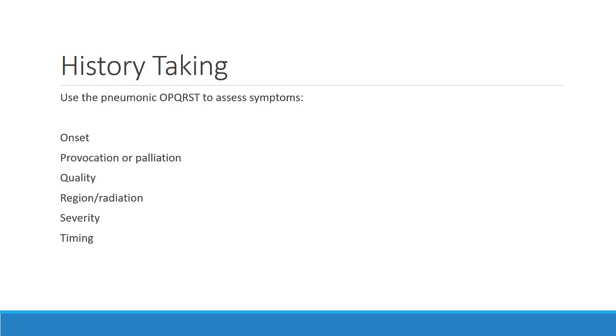T is for timing. So how long have the symptoms been going on? When did it start? Anything having to do with the timing of the incident. You want to ask clarifying questions of associated signs and symptoms that are related to the OPQRST. So if there's something you don't understand or you need something clarified, feel free to ask those types of questions.